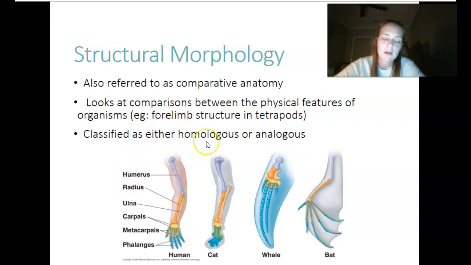It is considered homologous if the physical structure itself is similar, but the function can vary. So an arm used to grab and move, compared to a flipper used to swim, compared to a wing used to fly. Different functions, same structure. So that would be called a homologous structure.